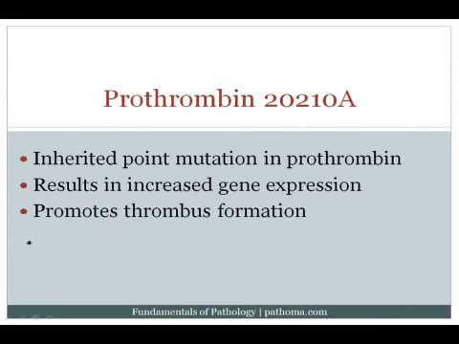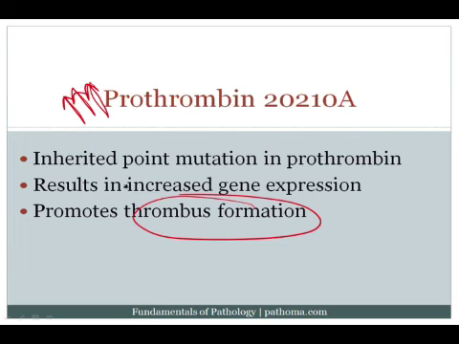Another example that could result in a hypercoagulable state is prothrombin 20210A. In this particular case, what happens is you've got a point mutation in the prothrombin gene that results in excess production of prothrombin. And guess what prothrombin is? It's prothrombin. It advances the effect of thrombin. And thrombin's goal is to convert fibrinogen to fibrin. So this is going to promote thrombus formation, which again would increase the risk for a hypercoagulable state.